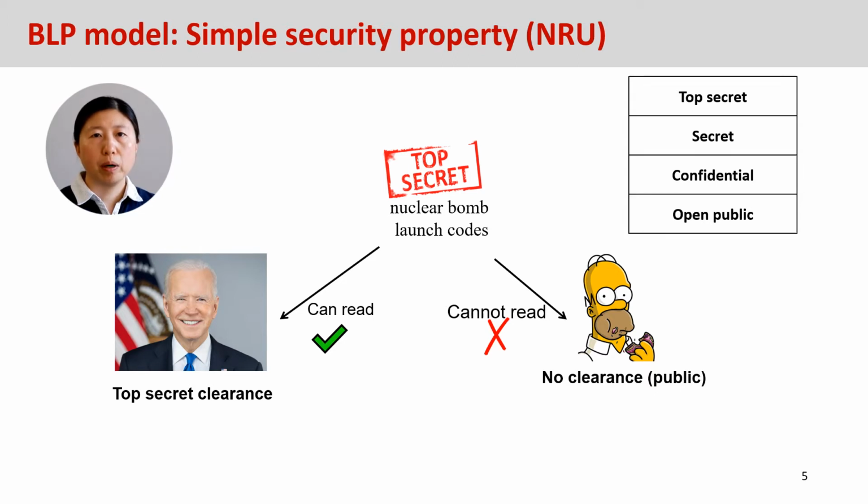The no read up policy ensures that only people who have a clearance level at or above the top secret level can read this file. This means that the US president can read it, but Homer Simpson cannot. If you look at the clearances on the right, from top secret to open would be a direction of going down, not up.